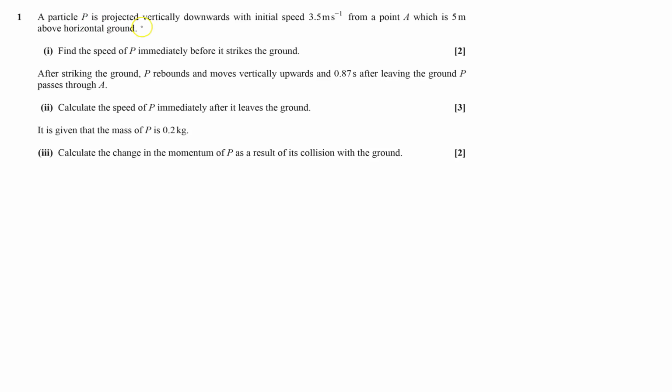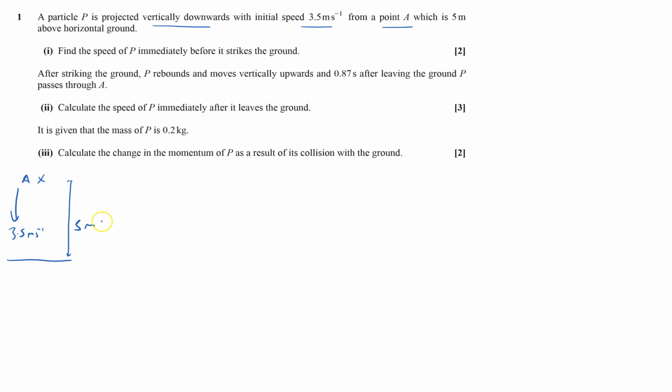Okay, so particle P is projected vertically downwards with an initial speed from point A, which is 5 meters above the ground. So we've got A here above the ground, and it's projected down there at 3.5 meters per second, and the whole distance is 5 meters.